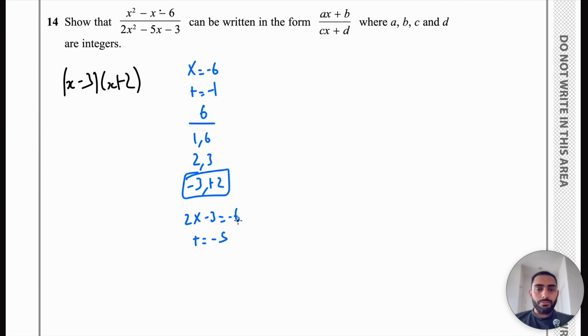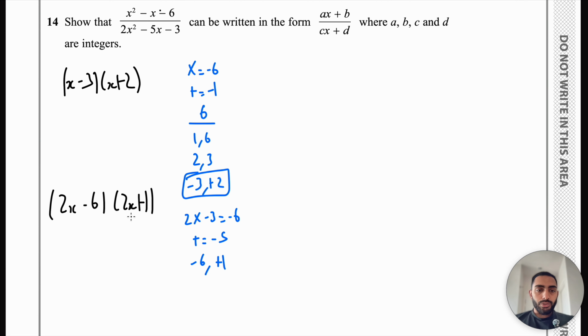We've already written out the factors of 6, so it's either going to be 1 and 6 or 2 and 3. I think it's going to be this 1 and this 6, but which way around will it be? They need to add to make negative 5, so it's going to be negative 6 and positive 1. So in the first bracket, because it's 2x squared, I'm going to write 2x minus 6, and for the second bracket, I write 2x plus 1.